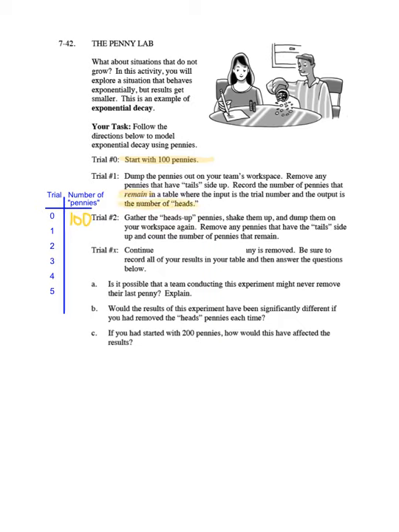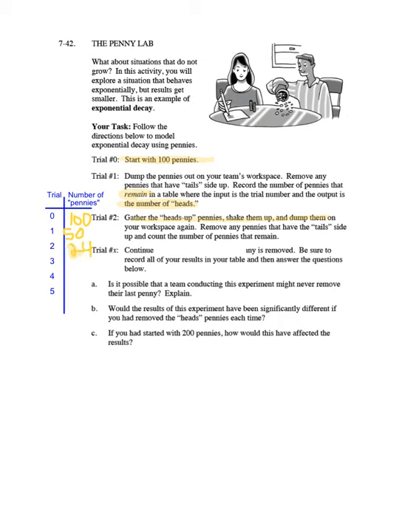So I'm going to dump out these pennies, pull out the ones that have heads, and count how many heads there still are. Turns out there are 50 pennies remaining that are still heads up. Then we gather all those 50 pennies, put them back in my cup, shake them and dump them out. And I'm going to count how many have heads again. This time, 24 of them are still on heads.